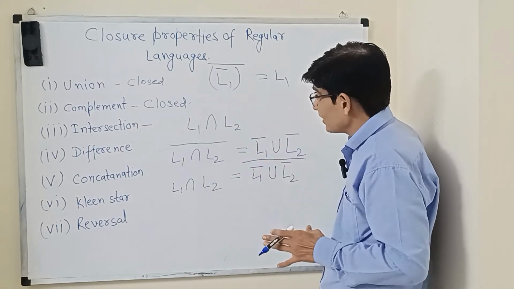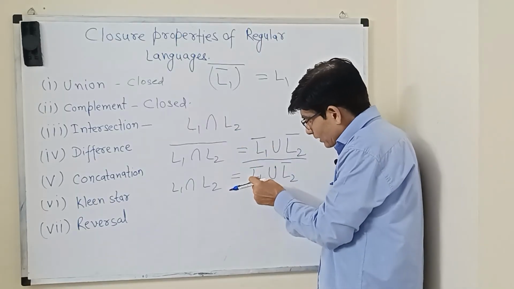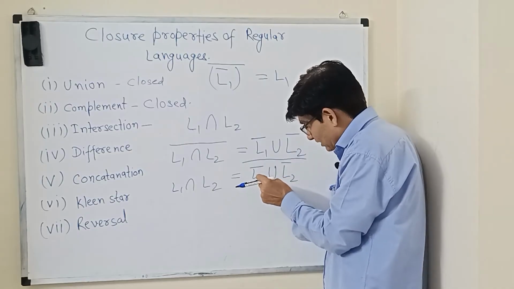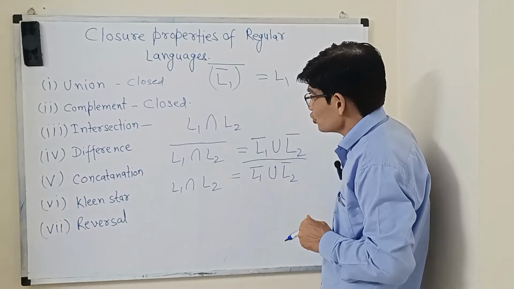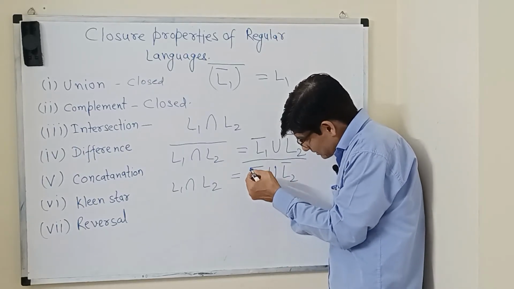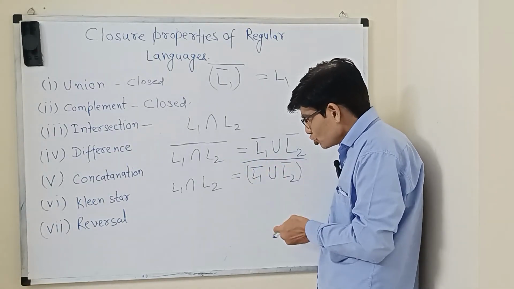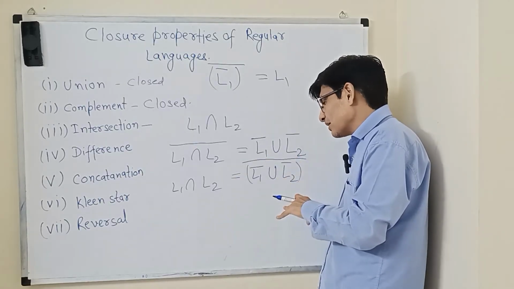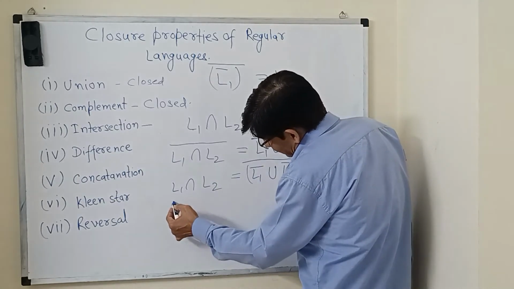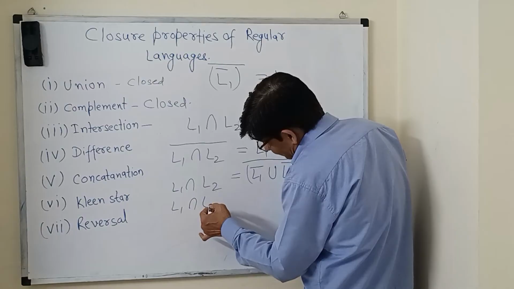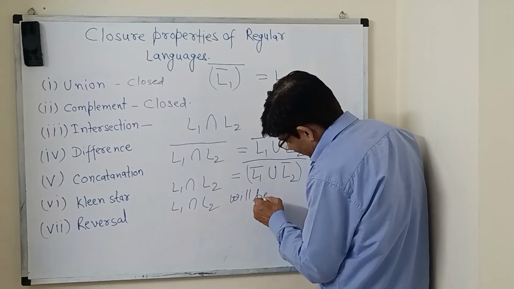Then we have proved the union of two regular languages is again a regular language. So the union of L1 complement and L2 complement will again be a regular language. If this is a regular language, then we are taking the complement of this again. The complement of a regular language is again a regular language. So that means the intersection of L1 and L2 will be a regular language.